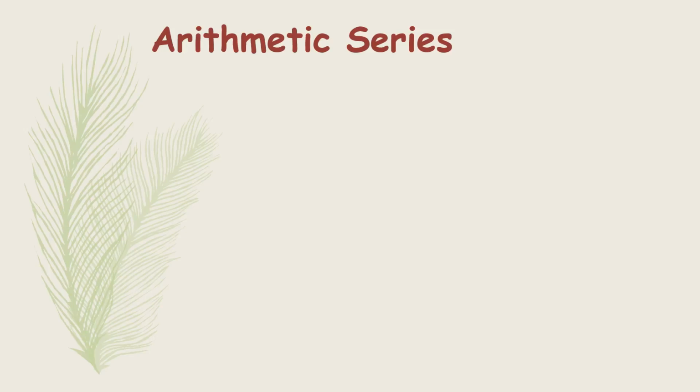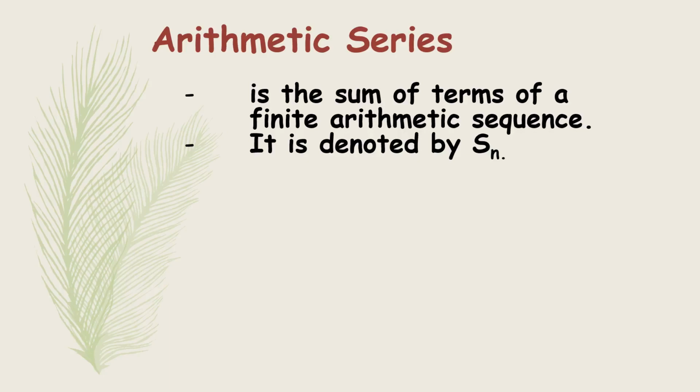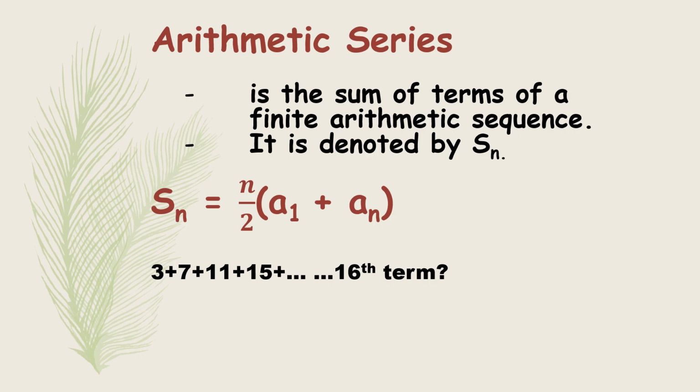In my previous video, we discussed arithmetic series. An arithmetic series is the sum of the terms of a finite arithmetic sequence, and it is denoted by S_n. We were also able to find its formula, which is S_n = n/2 times (a_1 + a_n). Although here we have the first term, which is 3, and n, which is 16, because we are going to add 16 terms, we do not have a_n. So how are we going to solve this kind of problem?